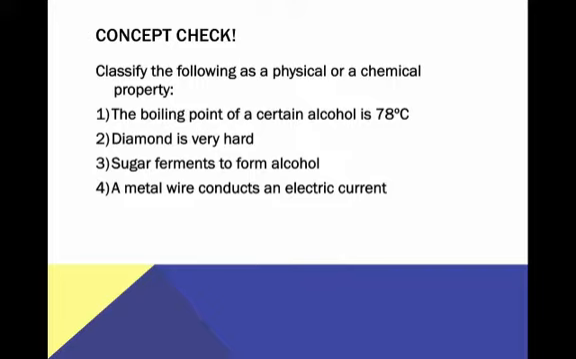Okay, so the boiling point of a certain alcohol at 78 degrees Celsius is a physical property. The fact that diamond is hard is a physical property. Sugar fermenting to form alcohol is a chemical property. And a metal wire conducting an electric current is a physical property.